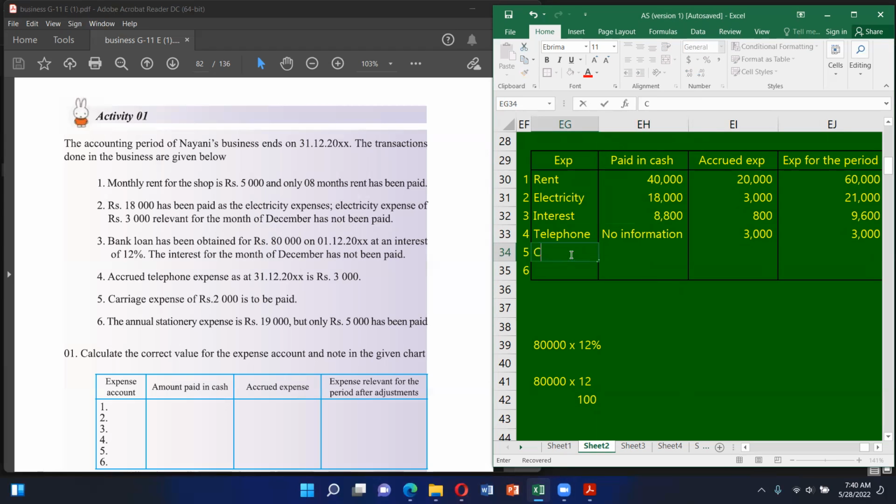Carriage expense, to be paid, same as the previous.